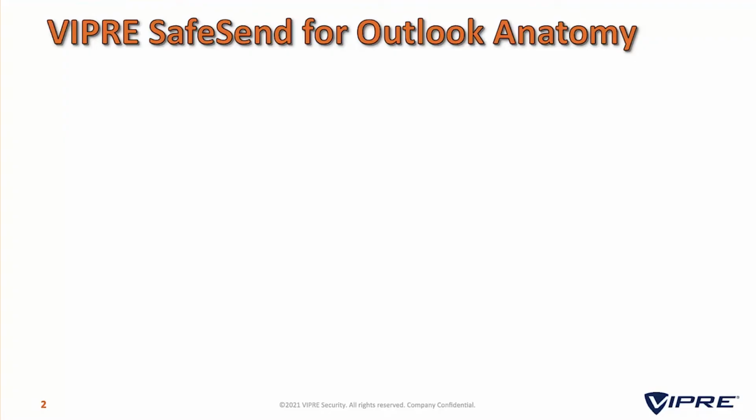So just to get started, what we're aiming to do here is a pop-up that appears as soon as you hit send. Once a message is finished, they've added all their attachments, they've done everything they're going to, right before sending is where Safe Send takes effect.